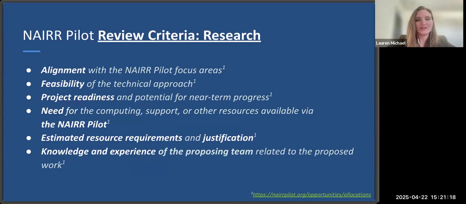I'm now going to go over the details of the review criteria for the research call. The proposal is reviewed according to the following criteria: alignment with focus areas, technical feasibility, project readiness, resource needs, resource estimates and justification, and team knowledge and experience. So you can hopefully see how these correlate with the key areas of the proposal on the previous slide.